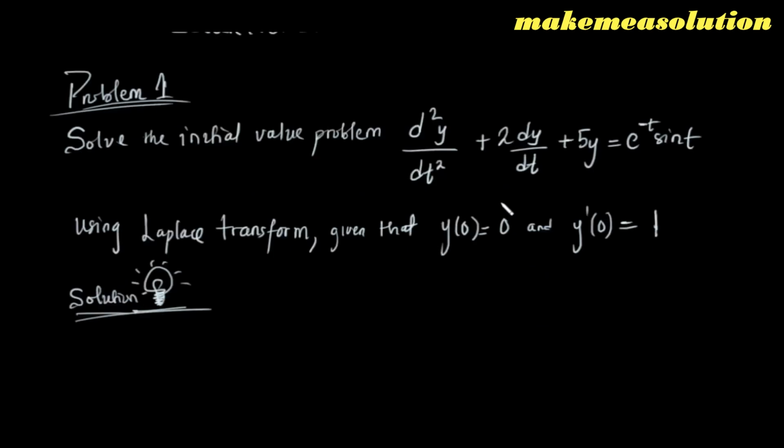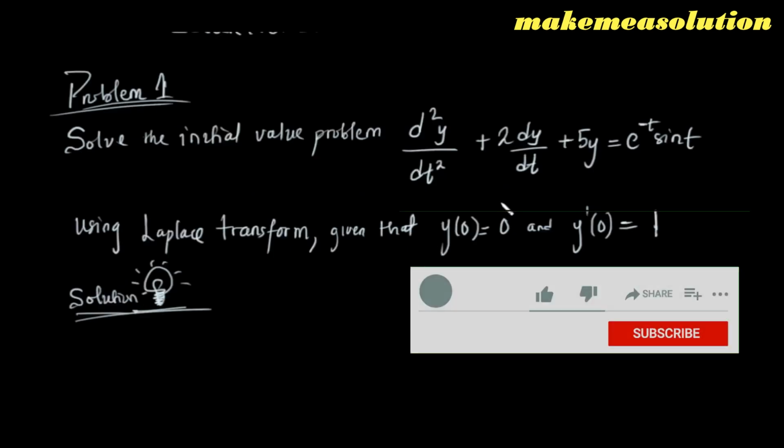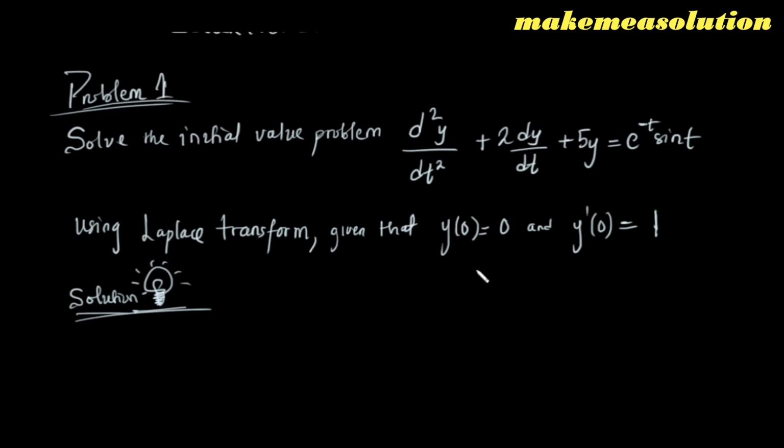Solve the initial value problem d squared y by dt squared plus 2 dy dt plus 5y equal to exponential minus t sine t. So with Laplace transform, and given that you have these initial conditions, y of 0 is 0 and y prime of 0 is 1. So this is how I would do it if it were me.